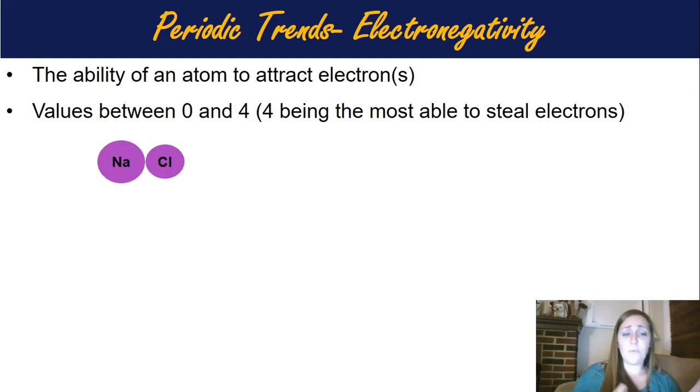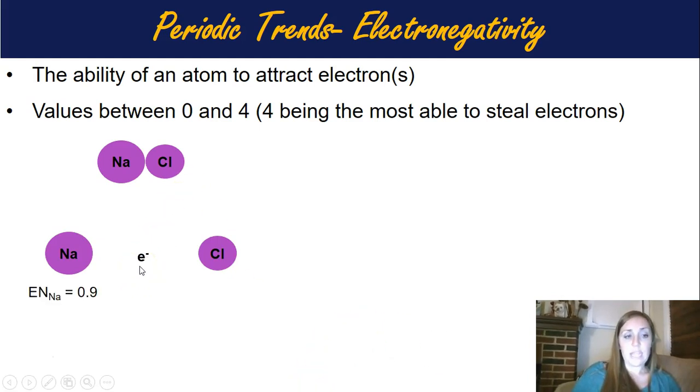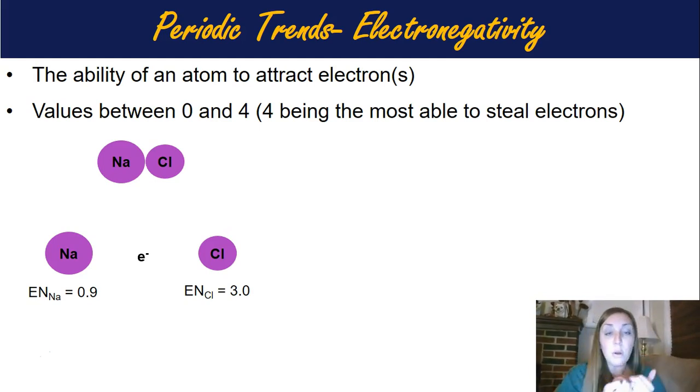All right, so if we have sodium and chlorine, for example, and there's an electron between these two, sodium's electronegativity value is 0.9, it's not even 1, and chlorine is 3.0. Chlorine is 3 times as strong as sodium is. I mean, it's more than that, really. It's more than 3 times as strong. So chlorine obviously is the stronger of the two. It is more electronegative, and if you're more electronegative, you're able to pull electrons from other atoms. So this electron is going to be attracted more to chlorine than it is to sodium.